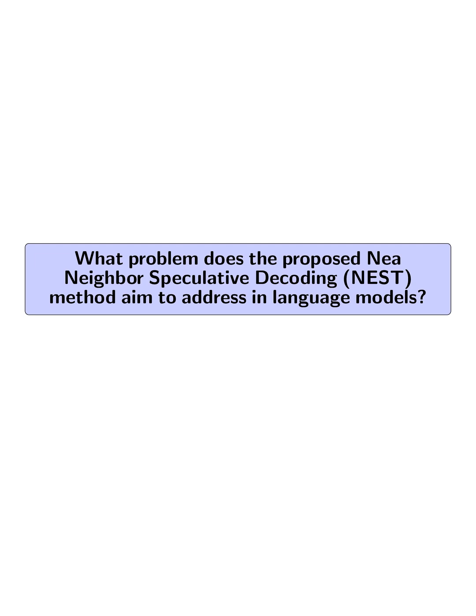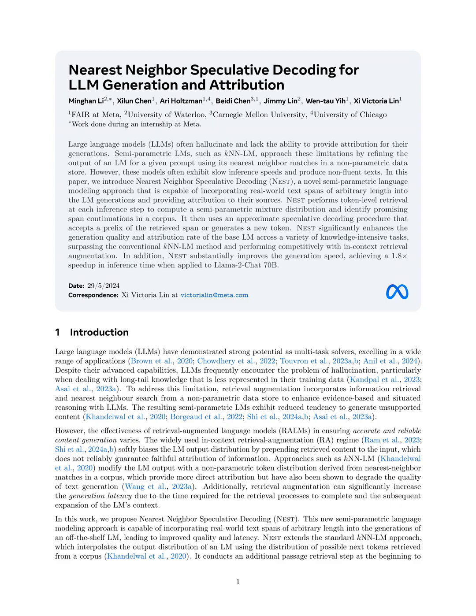What problem does the proposed NEST neighbor speculative decoding method aim to address in language models? The proposed NEST method aims to address the problem of hallucination in language models, particularly when dealing with long-tail knowledge that is less represented in their training data.